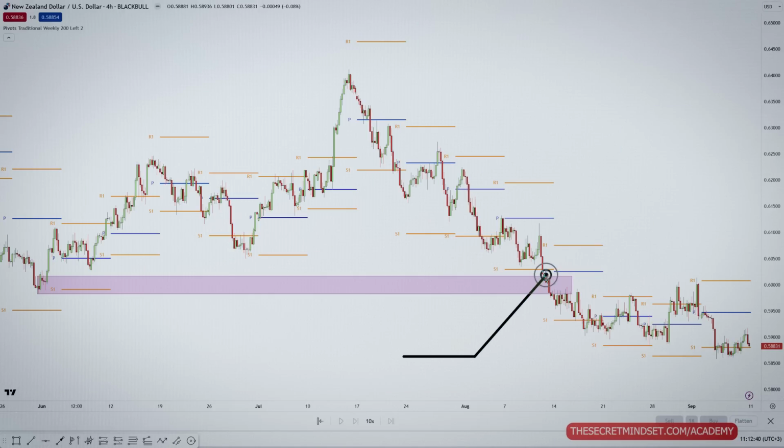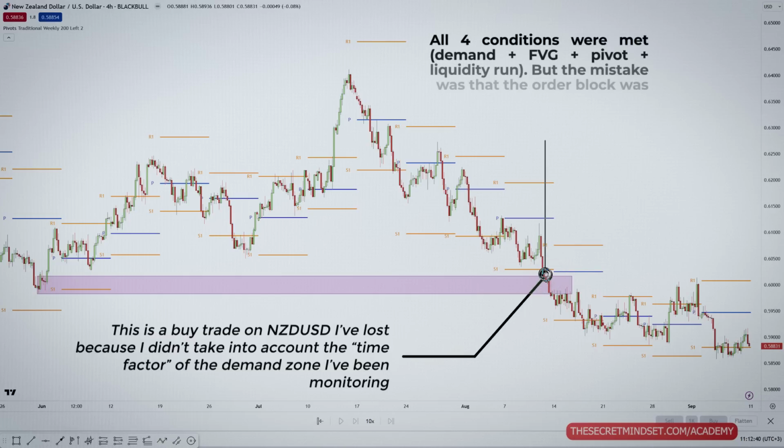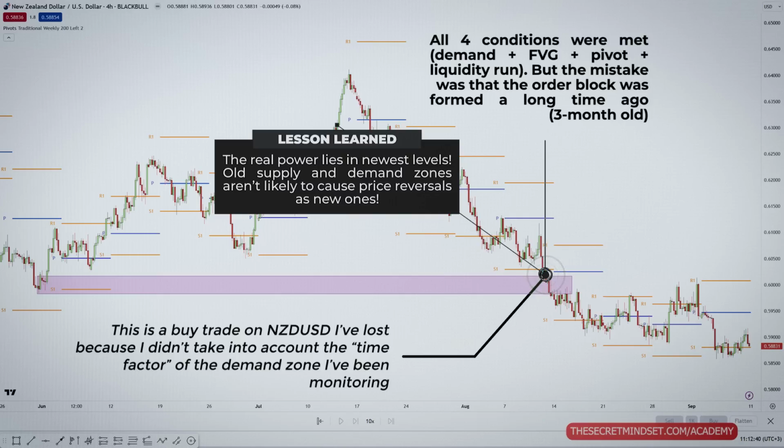Also, try to focus on the most recent supply and demand zones. This is a trade I lost taking a buy position on the 4-hour time frame. And I've lost quite a few trades before using the same principle until I realized this. A lot of traders focus too much on older levels, but the real power lies in the newest levels.